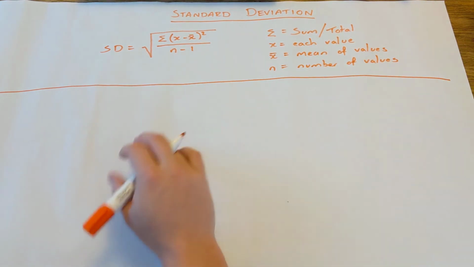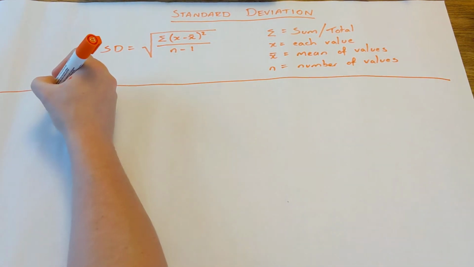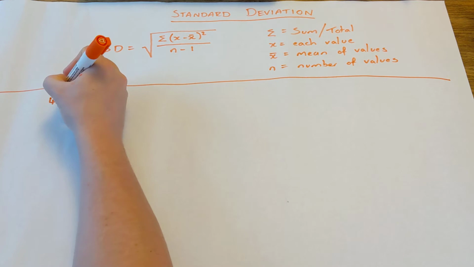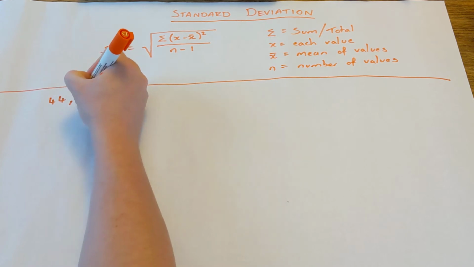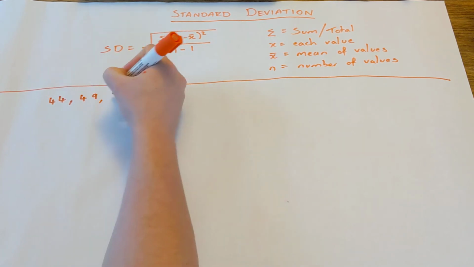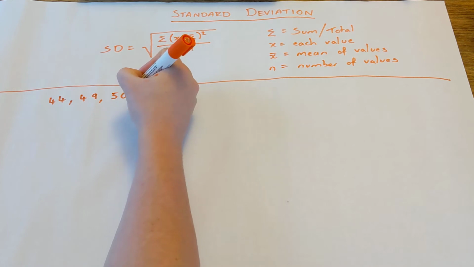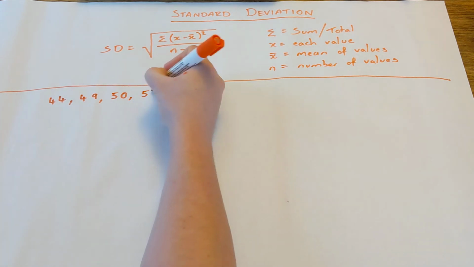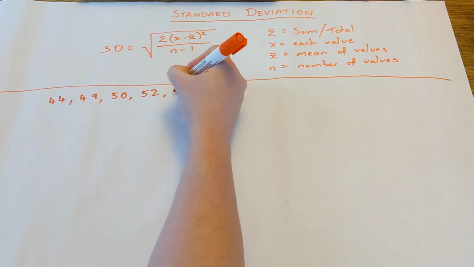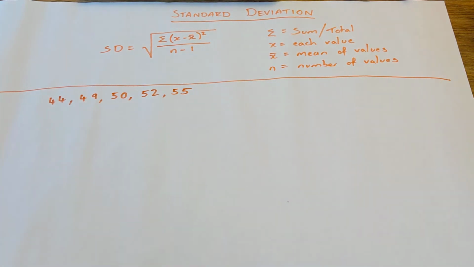And so we want to work out a standard deviation of a set of data that is 44, 49, 50, 52, and 55. Okay, so I want to work out the standard deviation of this. Now this set of data could be anything. It could be the prices of something, it could be the age of people. It doesn't really matter for us working it out.